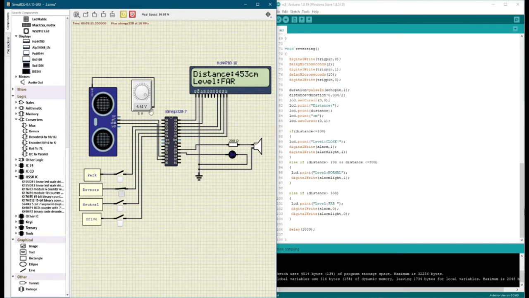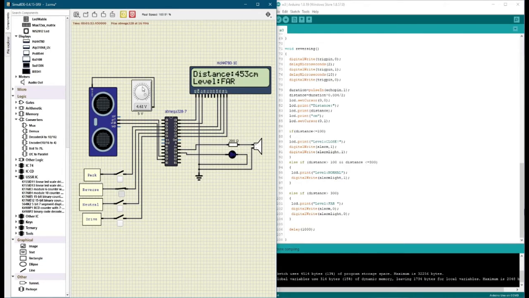The voltage source here will simulate the distance detected by the sensor. When the distance is more than 300 cm, which is 3 meters, it will state the level as far distance. It will show the measured distance. The LED and the buzzer will stay stationary.